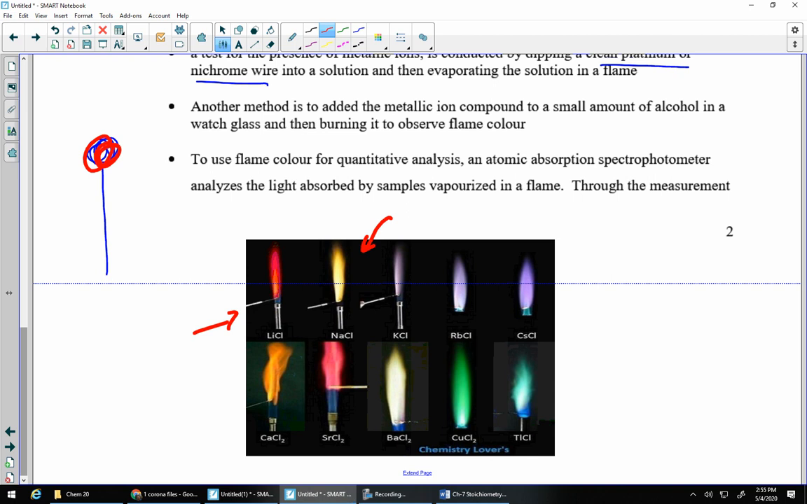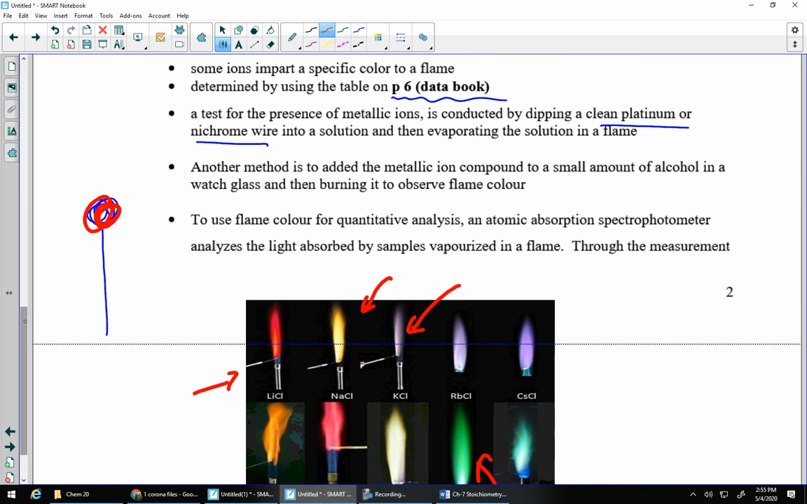What would that one be? Potassium, I think that's purple. Again, you're talking to the colorblind guy here. Copper. Copper is everyone's favorite. That's why it says chemistry lovers. They love copper because it's this very pretty greenish blue color. Strontium, again, bright pinkish red, right?